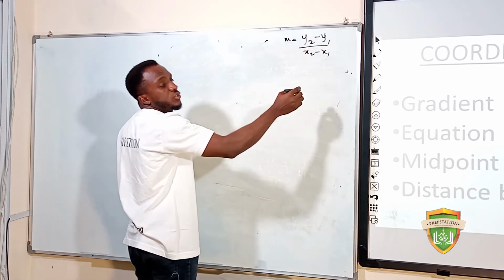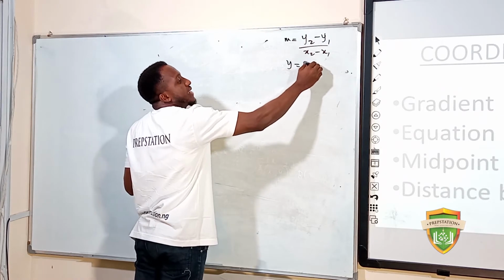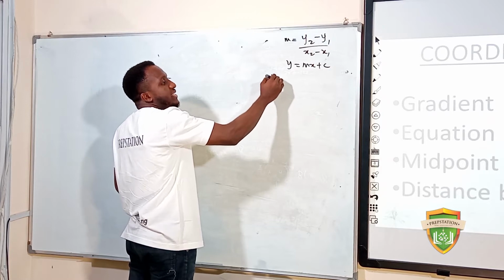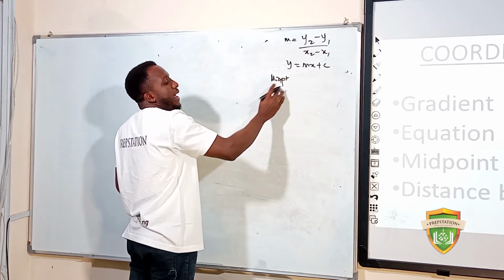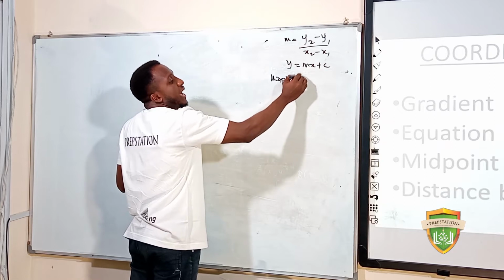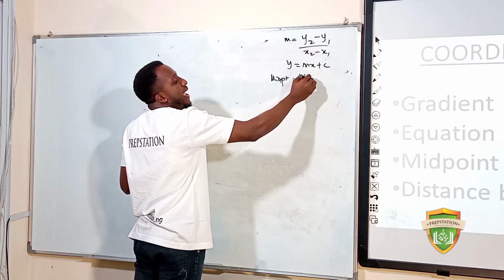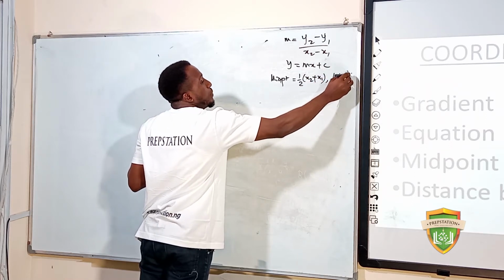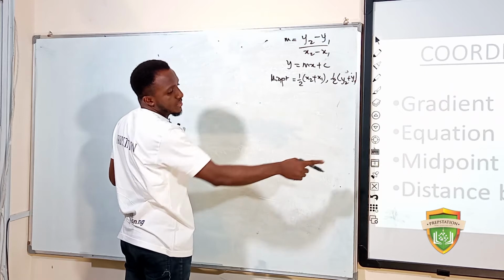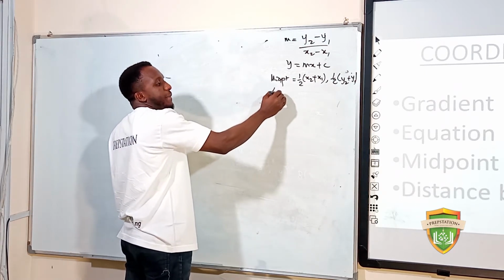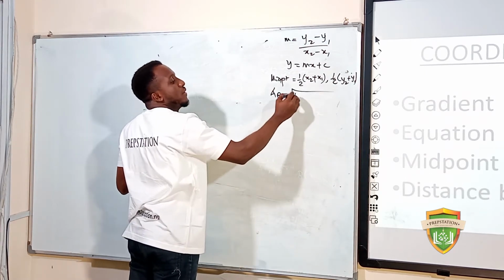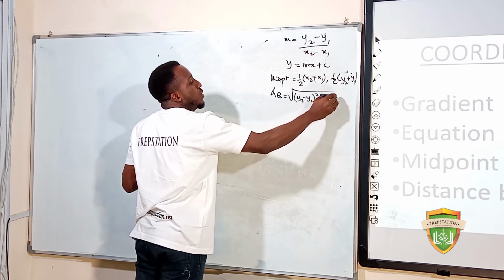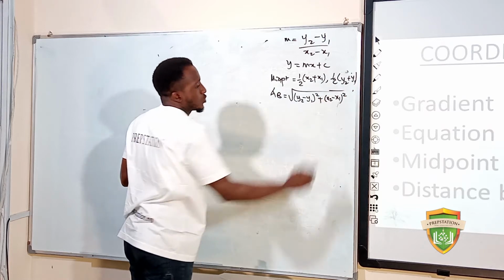The next is the equation of a straight line. Y equals mx plus c. And the third one is the midpoint. Okay, let's call that midpoint, MIDPT for short. Half, you see this? Half x2 plus x1, comma half y2 plus y1. And then the last of all is the distance between 2 points, AB, the square root of y2 minus y1 all squared plus x2 minus x1 all squared.